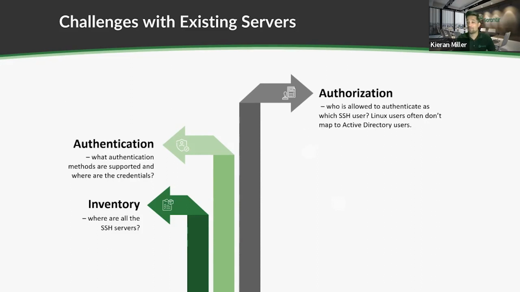Then you're going to need to figure out the authorization, right? So who's allowed to authenticate as which SSH user? So a lot of times these SSH servers are not domain joined. There's no mapping back to Active Directory or whatever your federated identity provider is. So how do you map these Linux users, these local users, to your IdP?